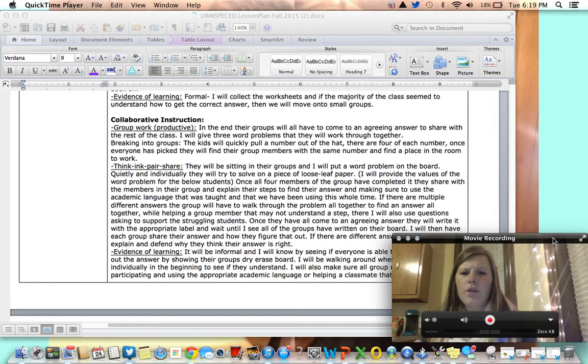So once all 4 members of the group have completed it, they will share with the members of the group and explain their steps to find their answer, making sure to use the academic language that we had talked about. If there are multiple different answers, then the group will have to walk through the problem all together to find an answer that they all agree on.